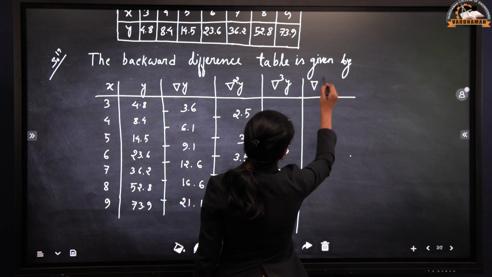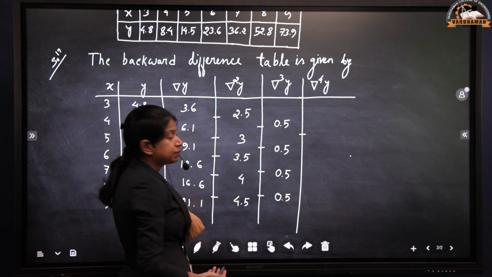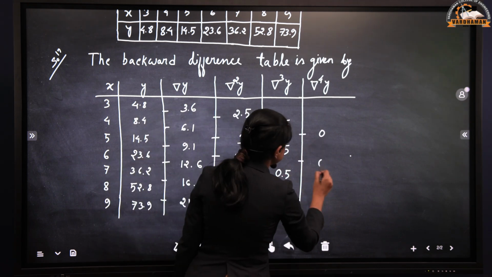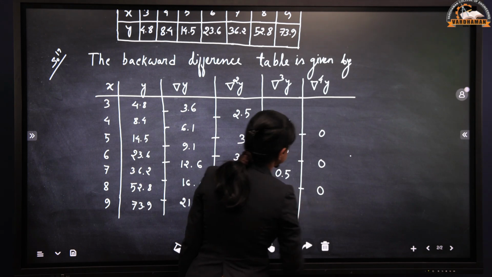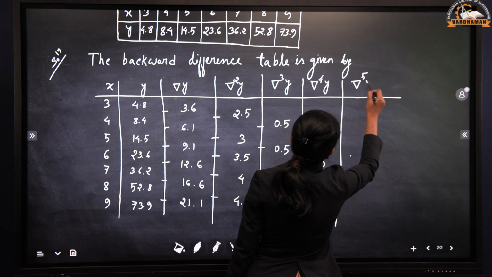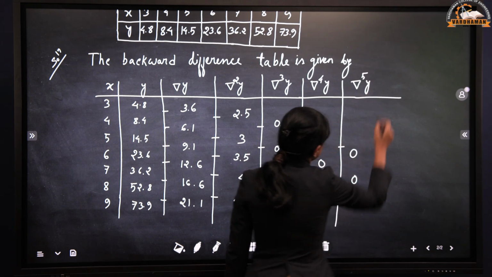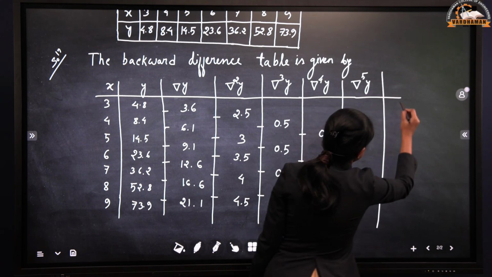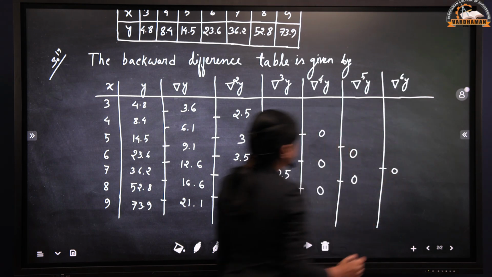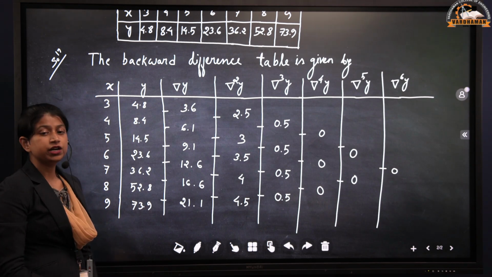Next is fourth backward difference. 0.5 minus 0.5, it is 0. This will also be 0 and this will also be 0. Next is fifth backward difference. This is also 0. This will be 0. This will be 0. And sixth backward difference will also be 0. So this is how we form the backward difference table.